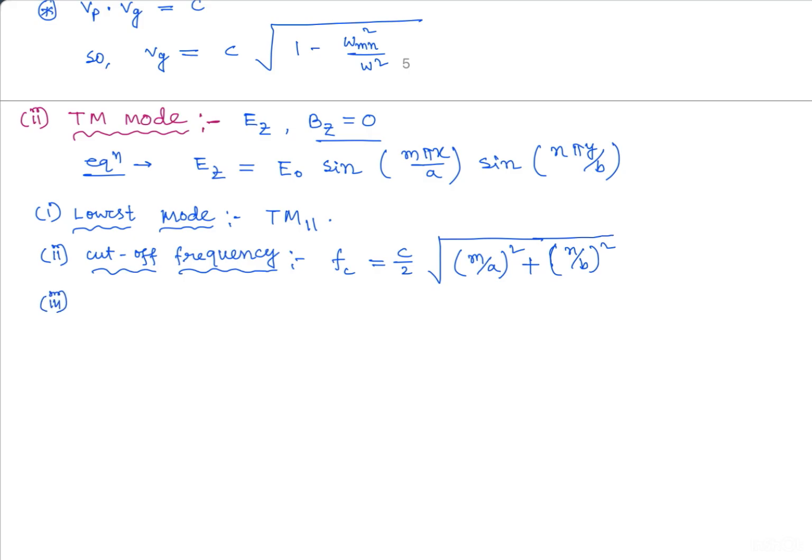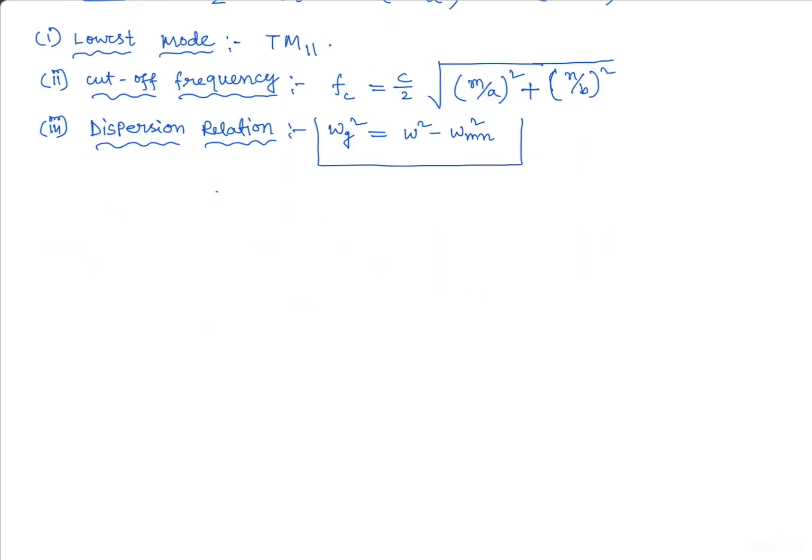Dispersion relation will also be the same. Dispersion relation will be omega g square equal to omega square minus omega mn square. Now we write omega g as (2 pi c by lambda g) whole square. Omega square equal to (2 pi c by lambda 0) square minus omega mn square, (2 pi c by lambda c) square.